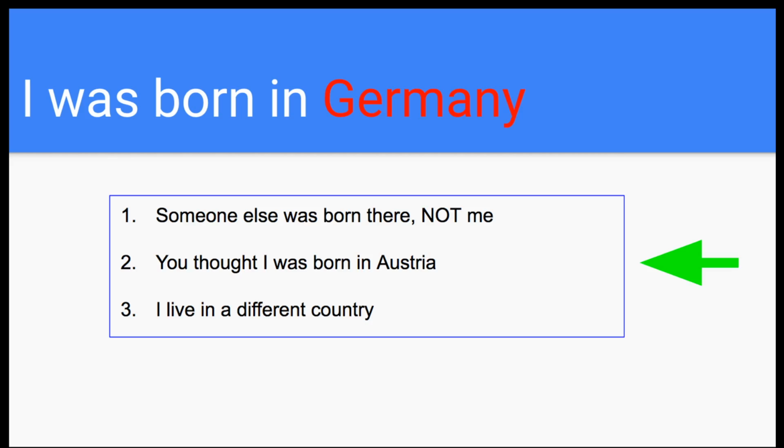Well, if you guessed this one, then you are correct. So we're kind of correcting a misunderstanding. Maybe they thought the person was born in a different area. So they're just confirming or reconfirming where they were born.